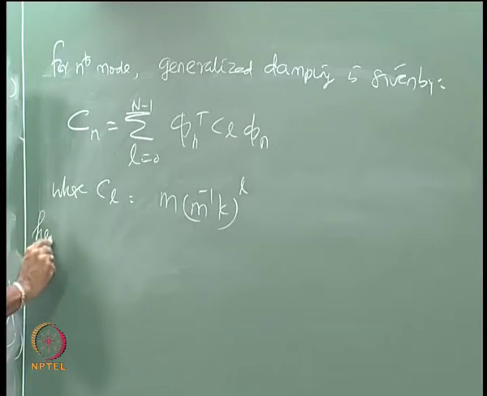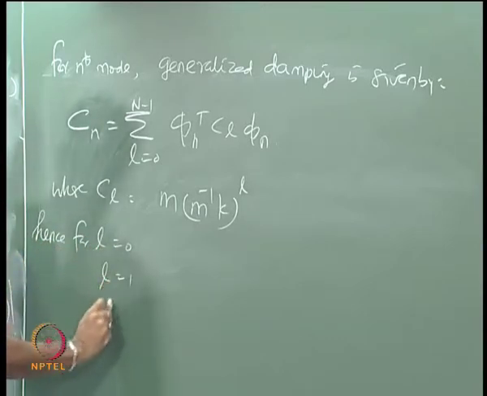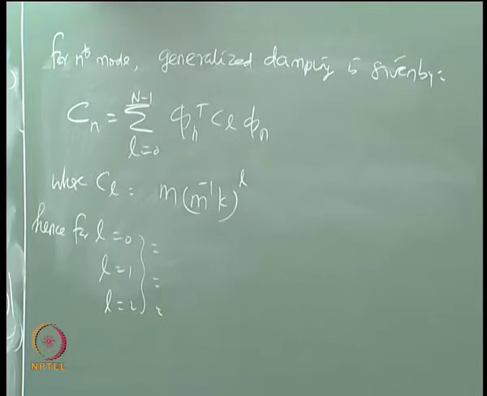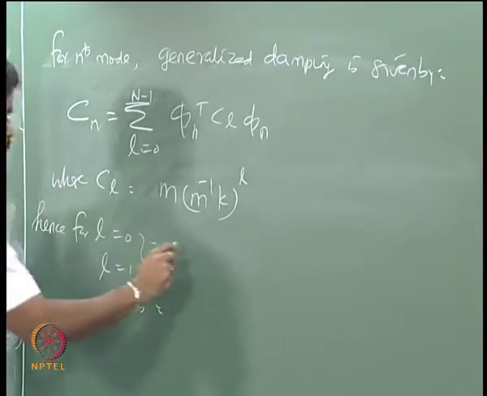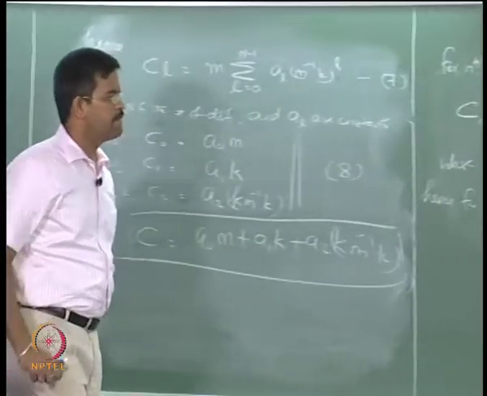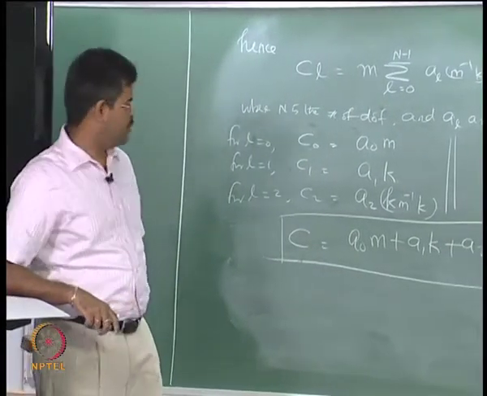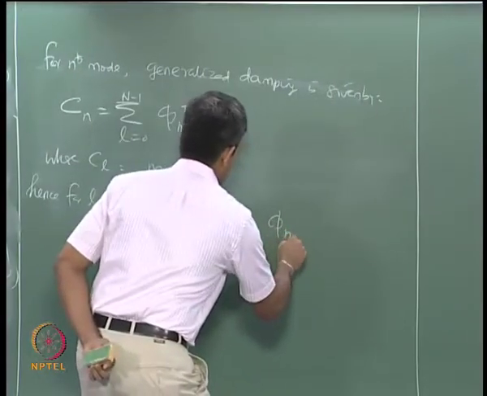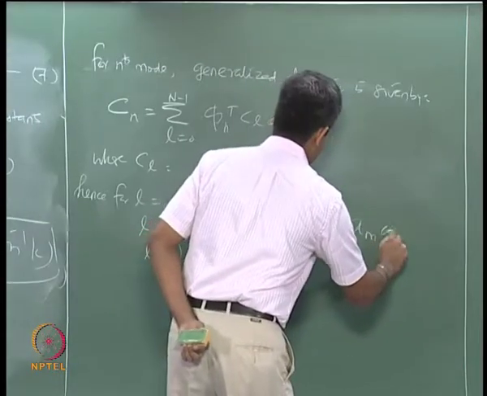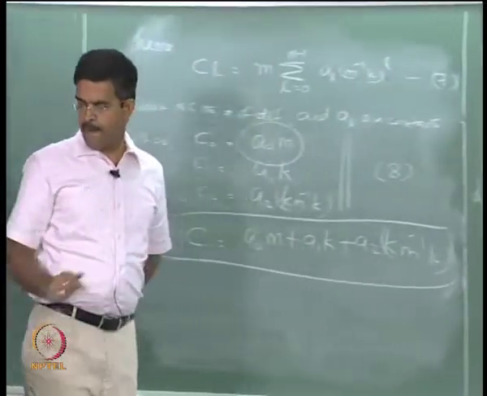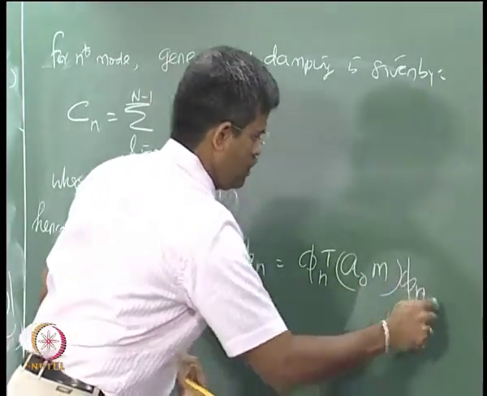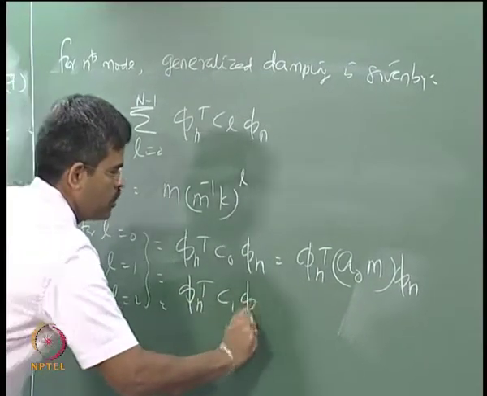Hence, for L equals 0, L equals 1, L equals 2 and so on, I can get phi n transpose C naught phi n, which will be phi n transpose C naught, already I have here, A0 M, phi n. Similarly phi n transpose C1 phi n.